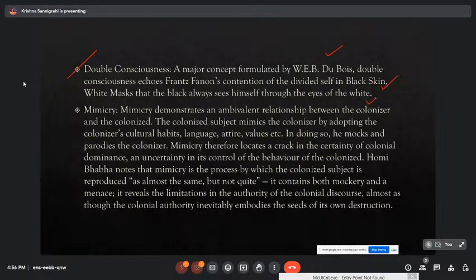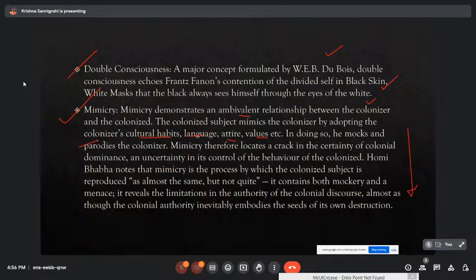So it talks about the double consciousness of the black people. Then mimicry demonstrates an ambivalent, that is a kind of relationship which is not very stable, between the colonizer and the colonized, wherein the colonized subject mimics or imitates the colonizer by adopting the colonizer's cultural habits, language, attire, that is the dress, and the values. In doing so, he mocks and parodies the colonizer.